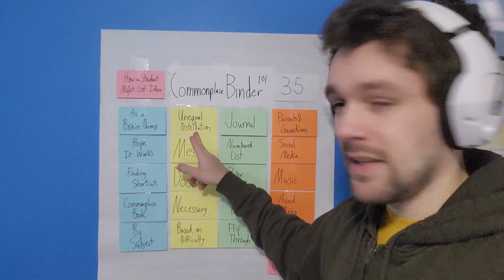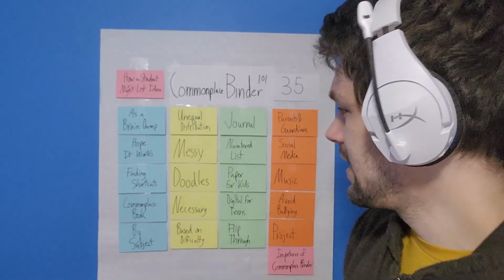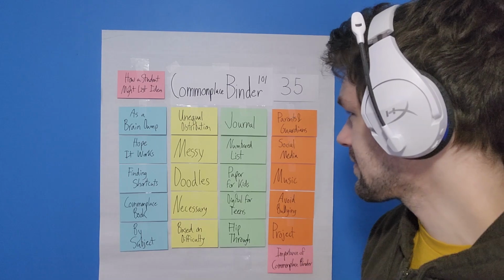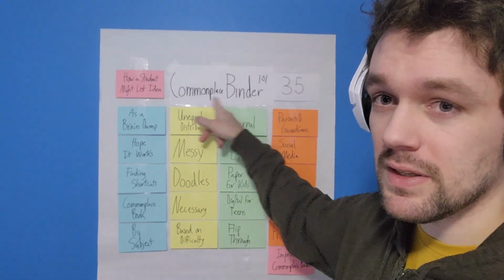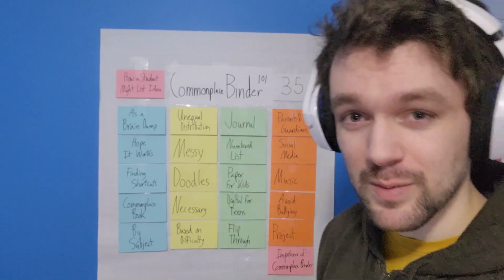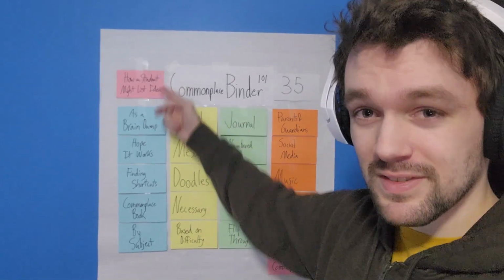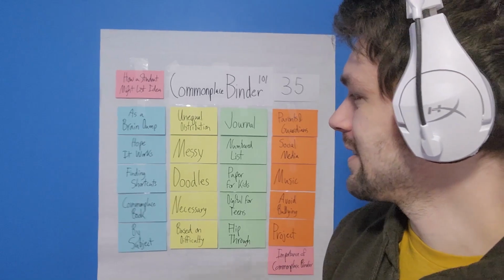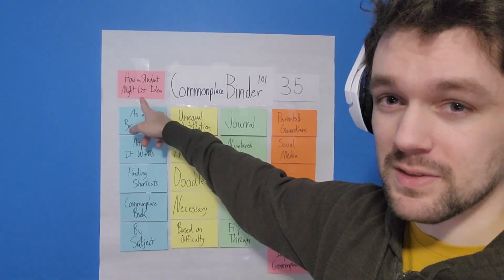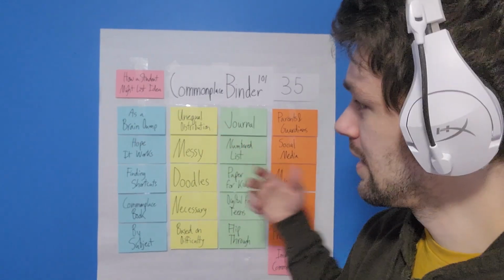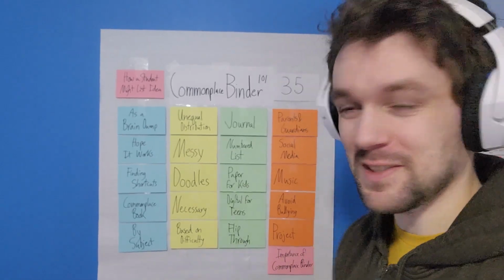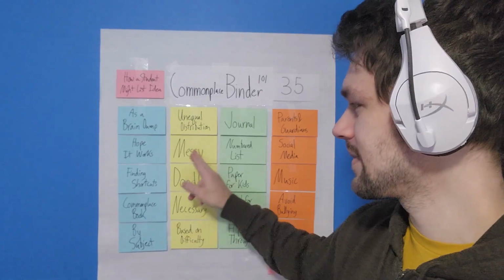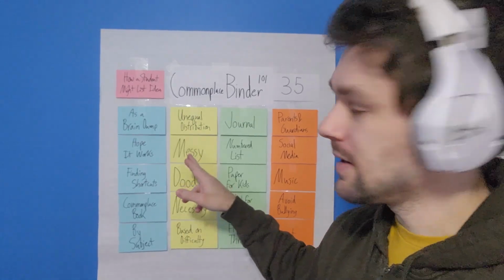So, unequal distribution. Yeah, there's an unequal distribution of knowledge, so I feel like having a Commonplace book or a Commonplace binder for every student might be helpful, because I might list ideas in one way, you might list ideas in another way, but if somebody doesn't have a list, they're going to have a disadvantage. And that might be kind of messy.